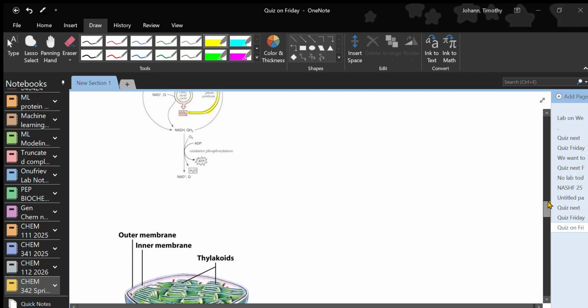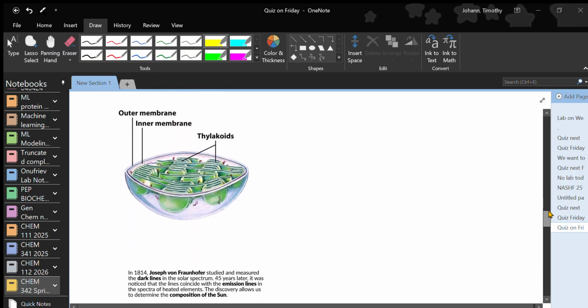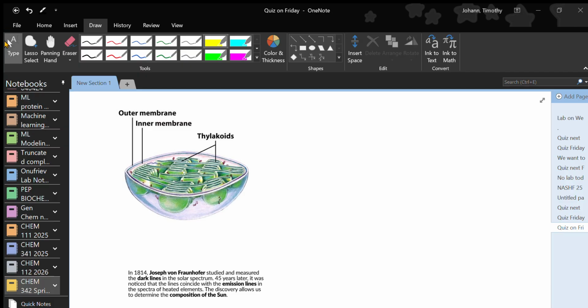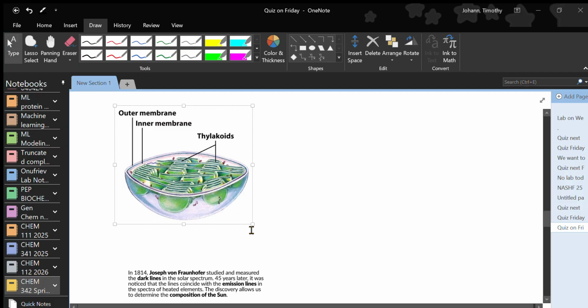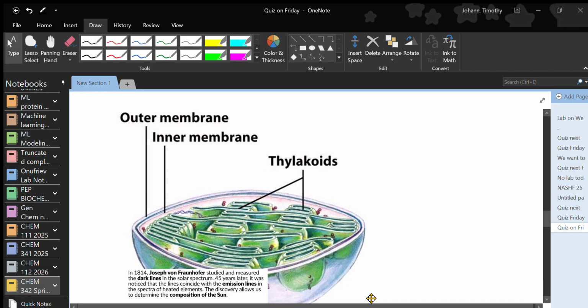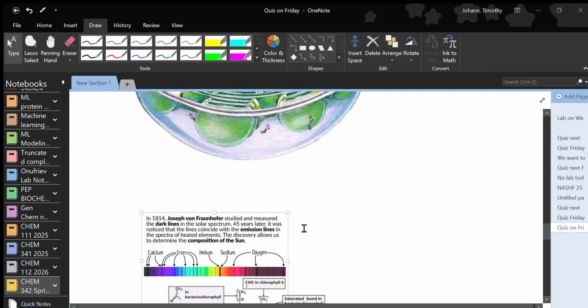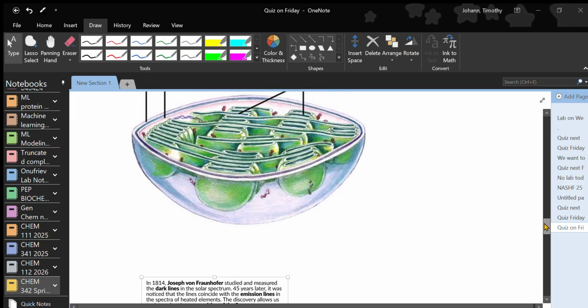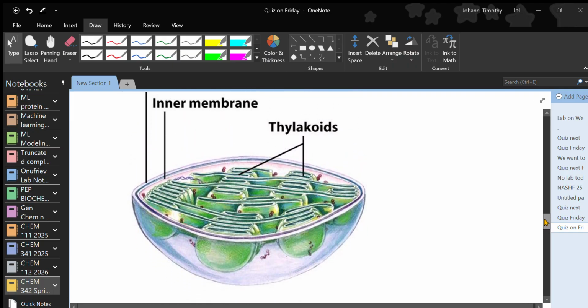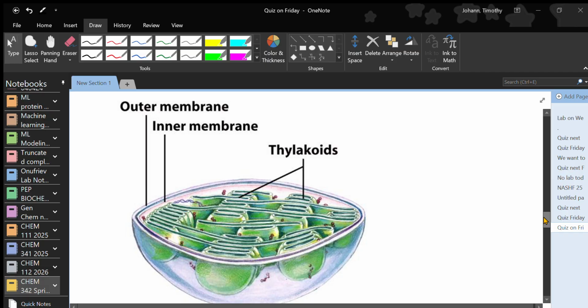Okay, so let's go ahead and talk about where this happens. We've got 2 different places in the chloroplast that it happens. Here's a beautiful picture of a chloroplast, better than I could do. Okay, so chloroplasts, we've got an outer membrane, an inner membrane. We're going to ignore those. All right, and we're going to concentrate on these thylakoids.